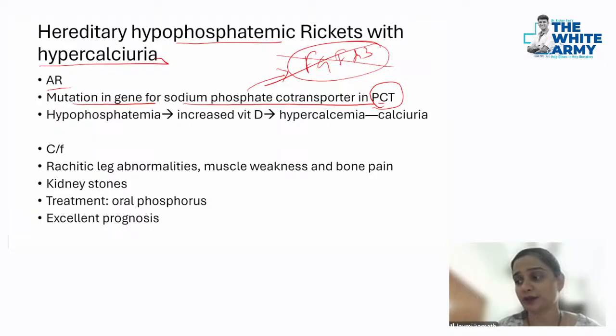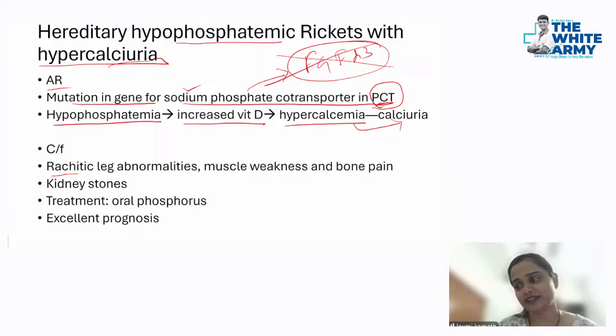So here the problem is in the proximal convoluted tubule, where the sodium and phosphate co-transporter is mutated, because of which there is sodium loss also, there is phosphate loss also in the urine. Now, our concern is phosphate. It causes hypophosphatemia. Now, we all know that hypophosphatemia will increase vitamin D production in an attempt that the body will normalize the phosphorus levels. But along with this, this will cause hypercalcemia causing calciuria. So, this is what happens in hereditary hypophosphatemic rickets with hypercalciuria, which is a separate entity.